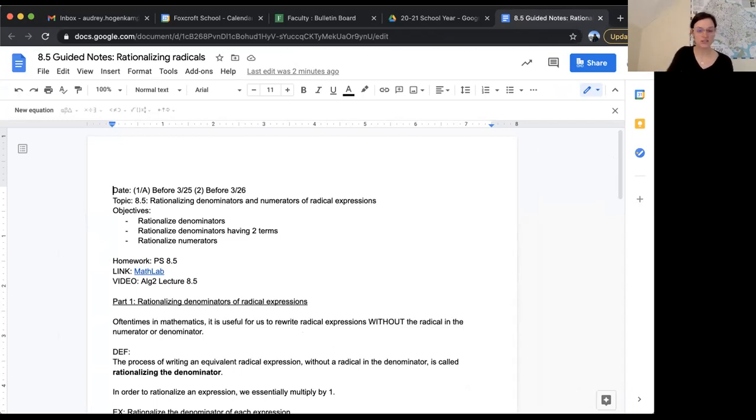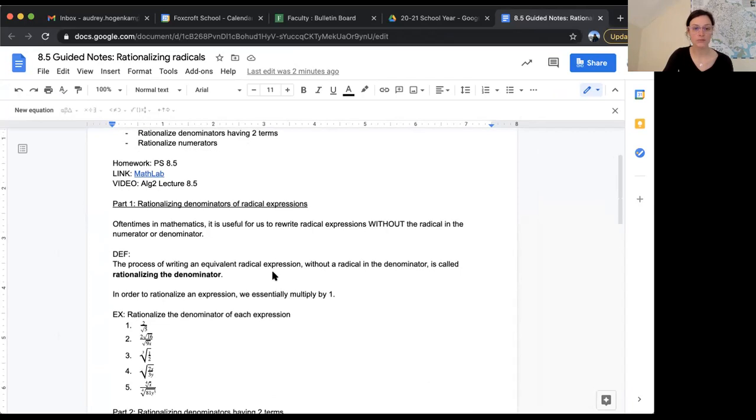Oftentimes in mathematics, it is useful for us to rewrite radical expressions without the radical in the numerator/denominator. The process of writing an equivalent radical expression without a radical in the denominator is called rationalizing the denominator. And in order to rationalize an expression, we essentially multiply by 1. So, for example, rationalize the denominator of each expression.